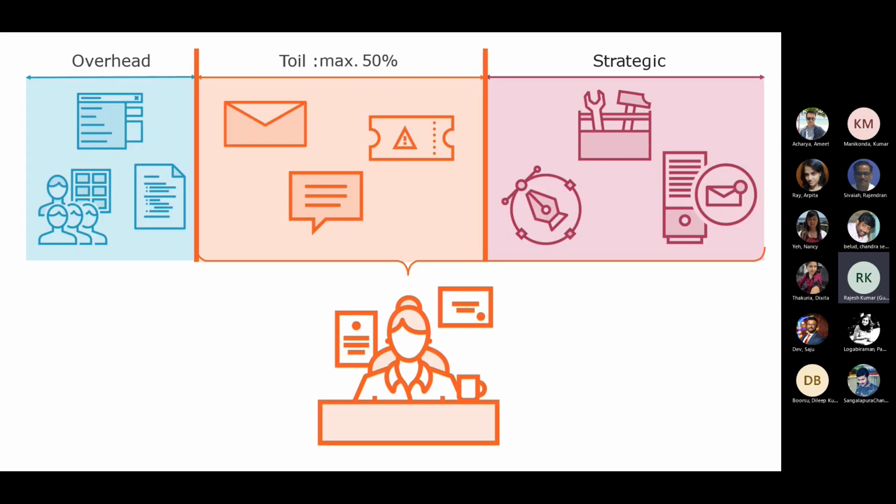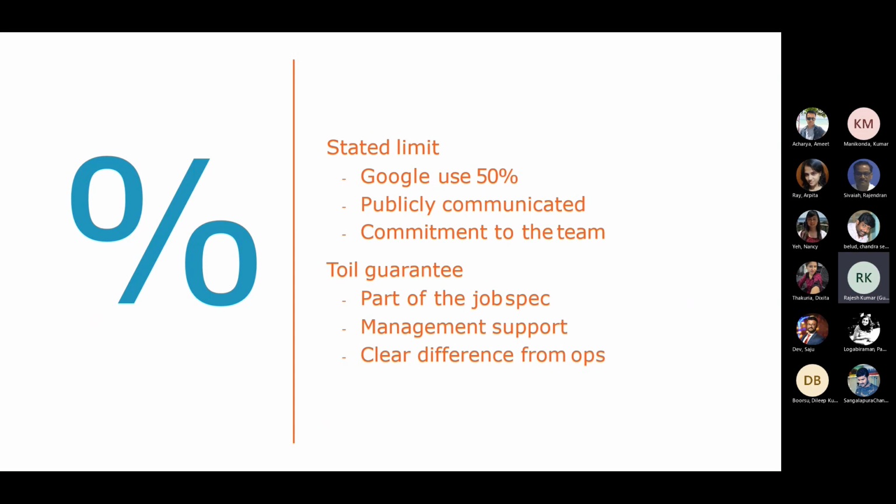So yes, the practice of SRE, in terms of toil: Google suggests we should not have more than 50% toil in the overall bucket in an SRE team. You should never have more than 50%, max 50%. Because you have strategic work also, overhead work also, so more than 50% is not recommended. So yes, Google uses 50%.